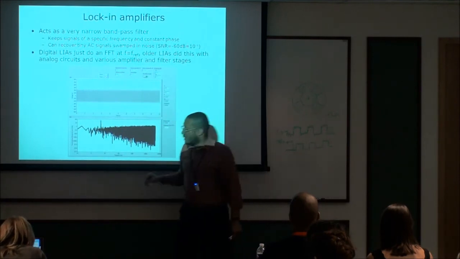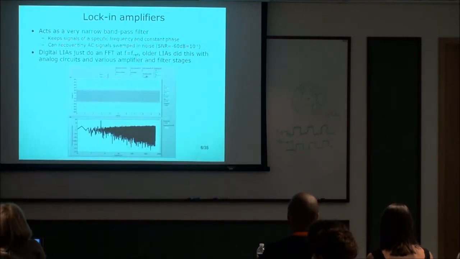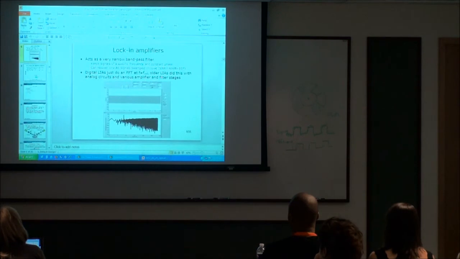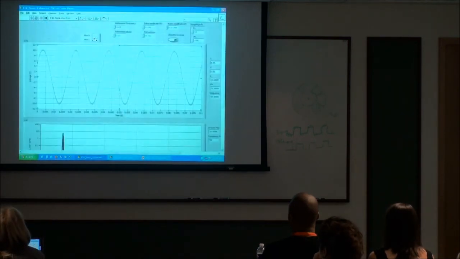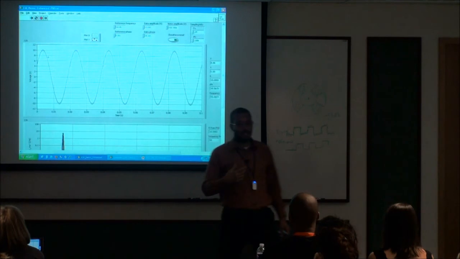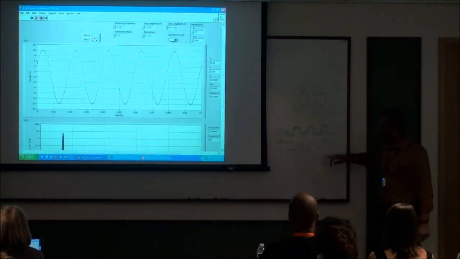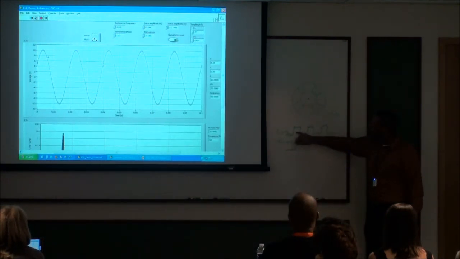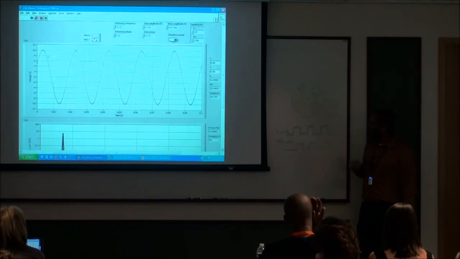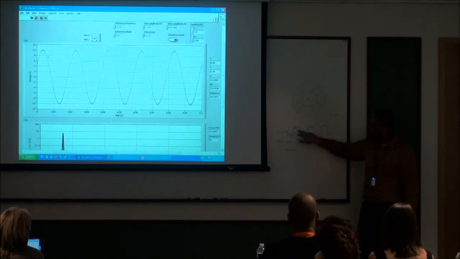So the way that this is done, let me pull up the LabVIEW program and run this. Okay, so what I'm showing here is, I've switched from a square wave to a sine wave just so that it's clearer that you can tell the difference between the reference and the signal. Instead of having my signal be a square wave, I can think of it as a sum of different sine waves. So let me look at one of the frequencies of the sine wave for my signal. My reference is still going to be a square wave.